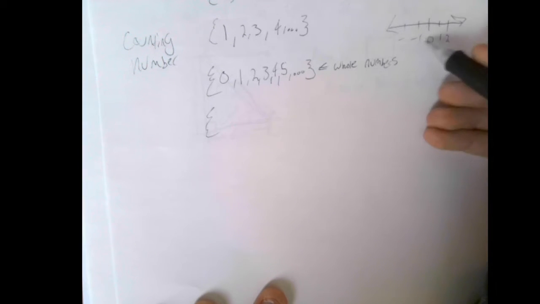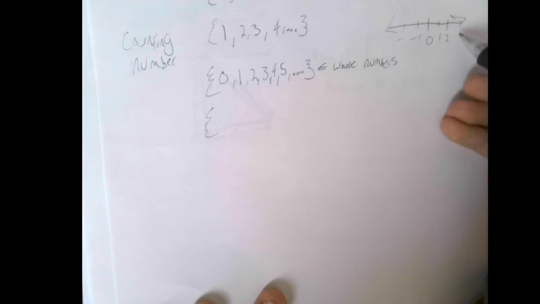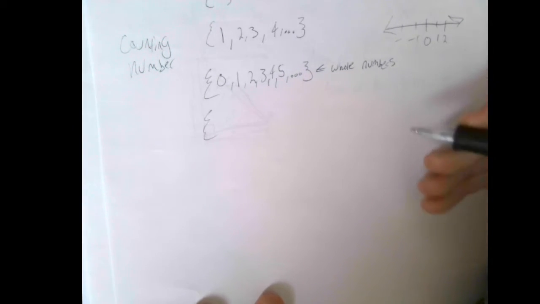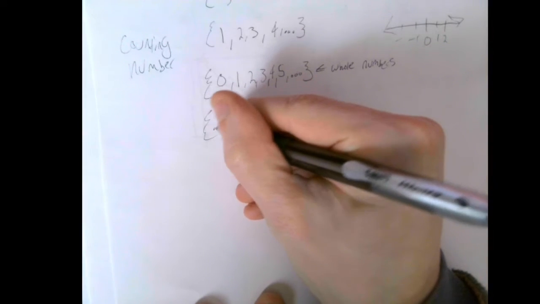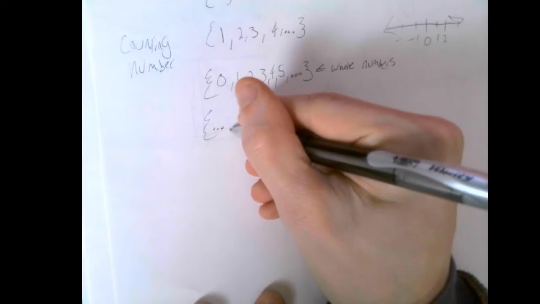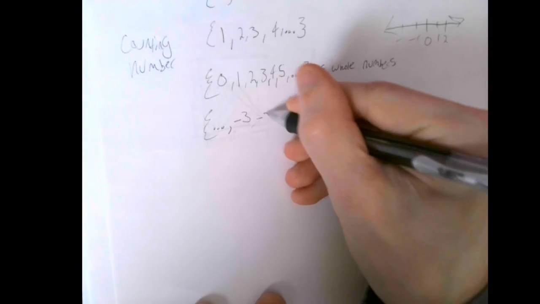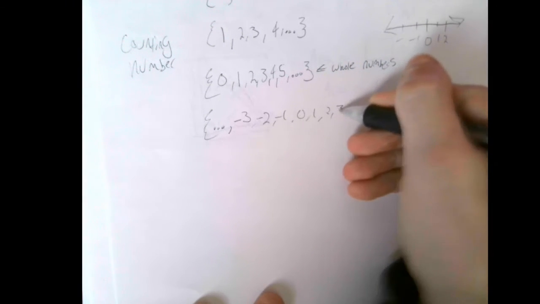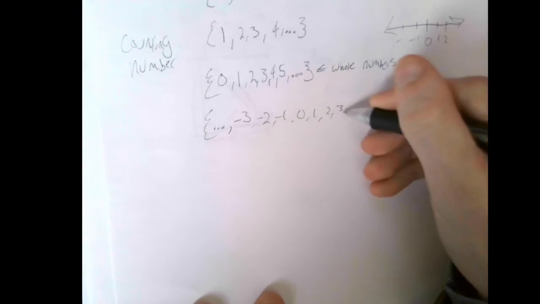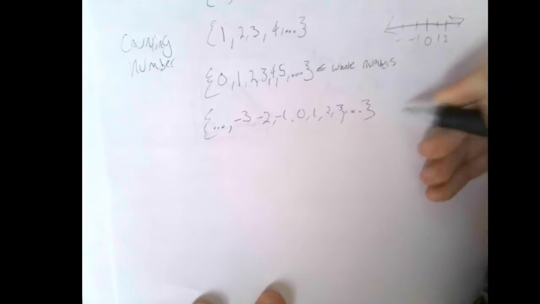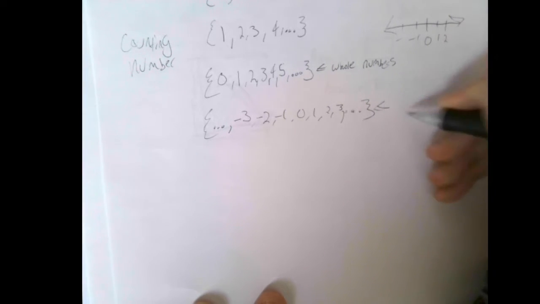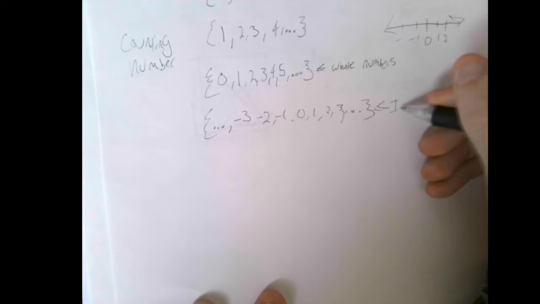So the set that contains the counting numbers, 0, as well as the opposites of the counting numbers is called the set of integers. So we have ellipses here, so it goes that way forever. Then we'll start at like -3, -2, -1, 0, 1, 2, 3, and then it goes this way. So that is our integers.